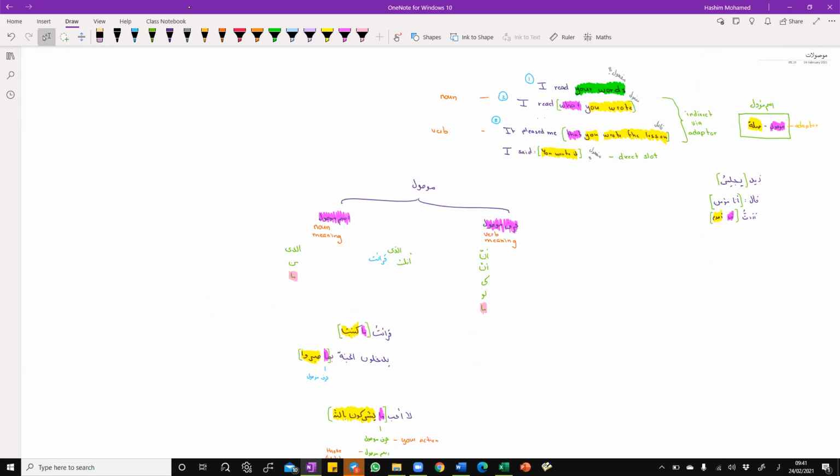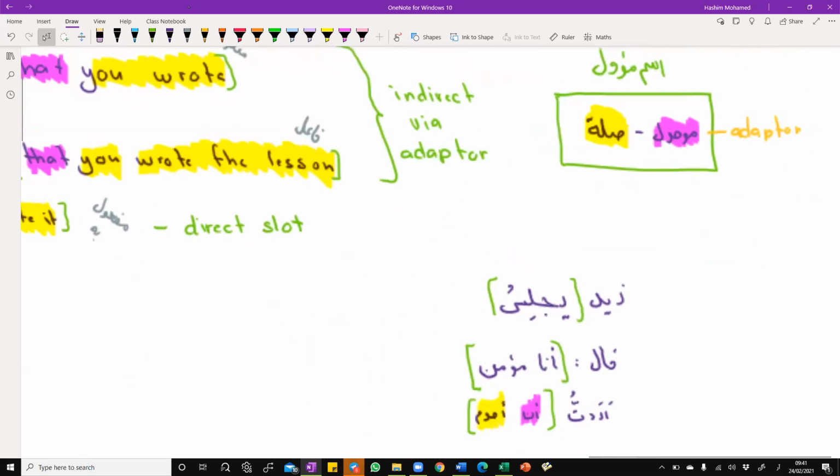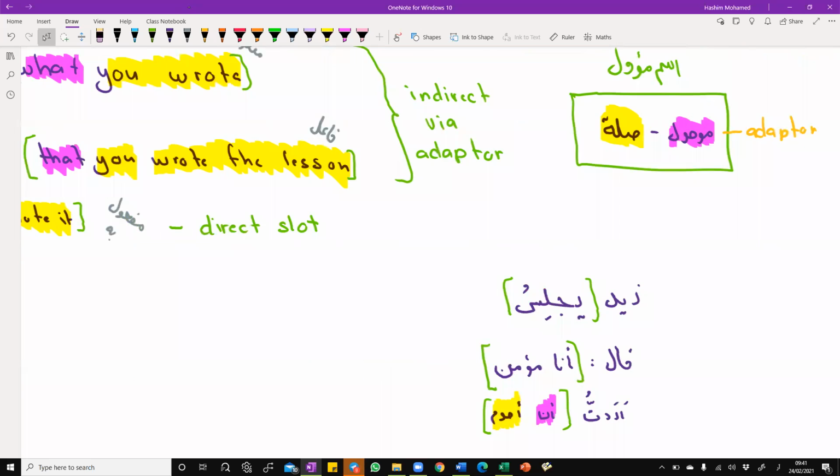So Sila is basically a sentence. For example, in theory, yajlisu could have been a sila as well, isn't it? Yajlisu could have been a sila, isn't it? But because the khabar allows a sentence to become the khabar without an adapter, yajlisu doesn't need to become a sila. It doesn't need a mausul to allow it to become a khabar. The khabar itself can become the sentence.